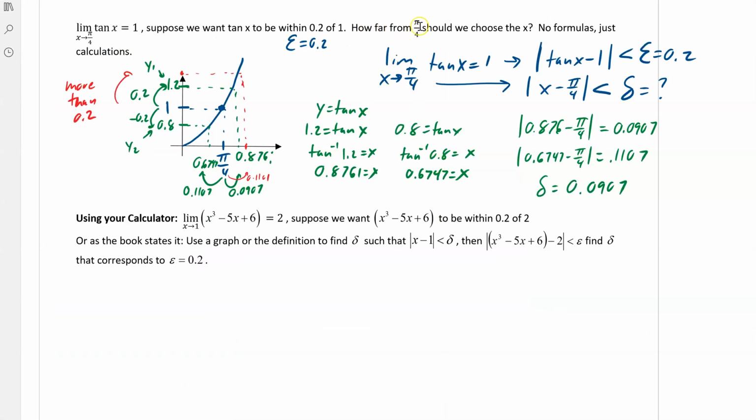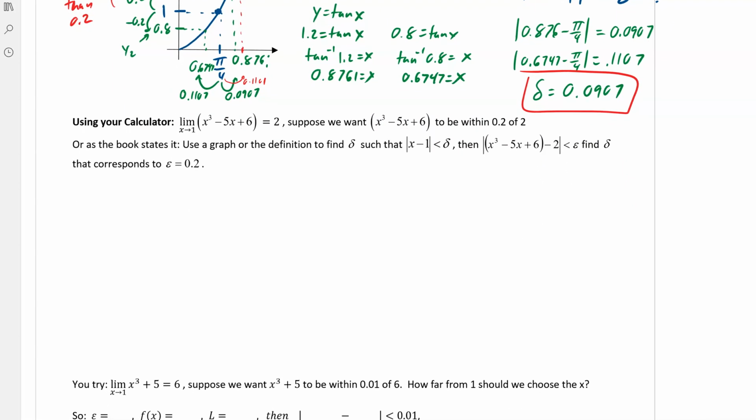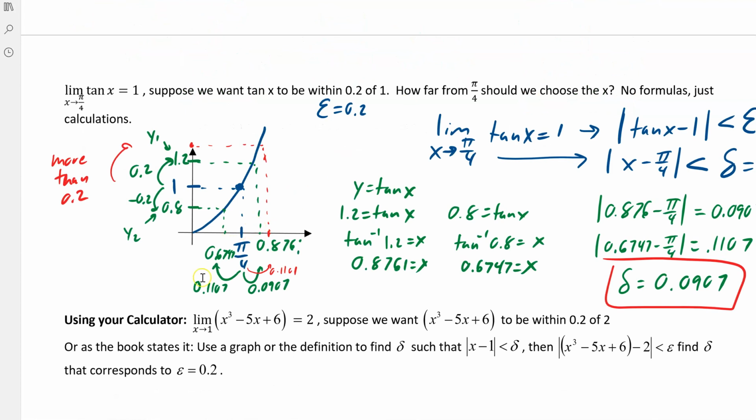So there you go. So how far from pi over 4 should we choose the x? 0.0907, and that would keep us within that region. All right, so let's try another one in the next video. We're going to try another one.